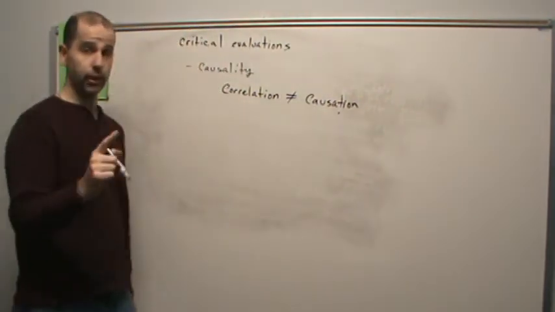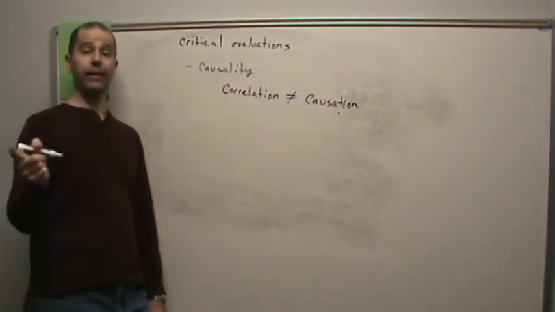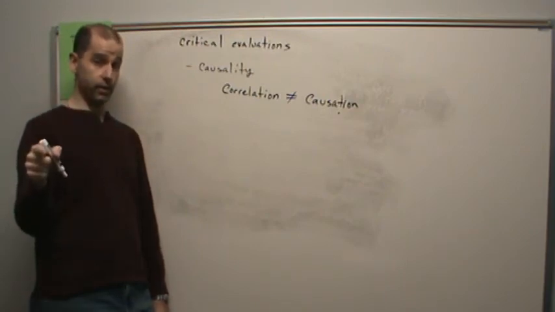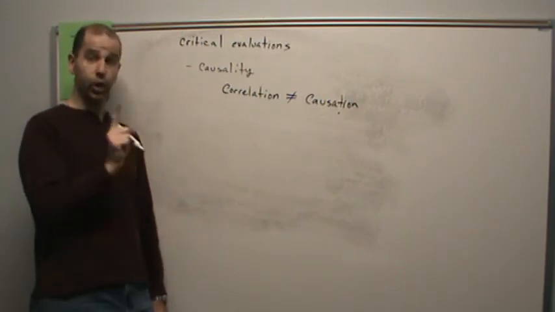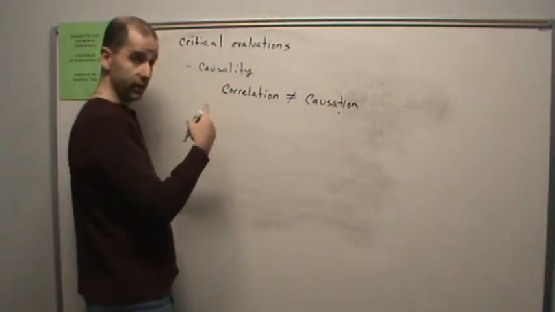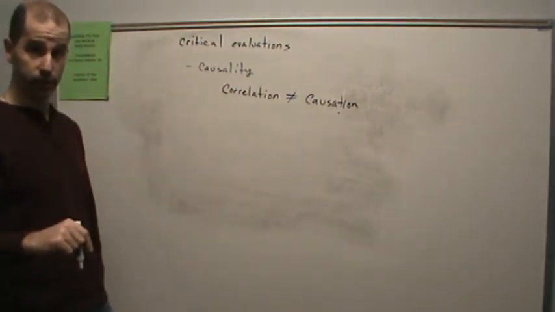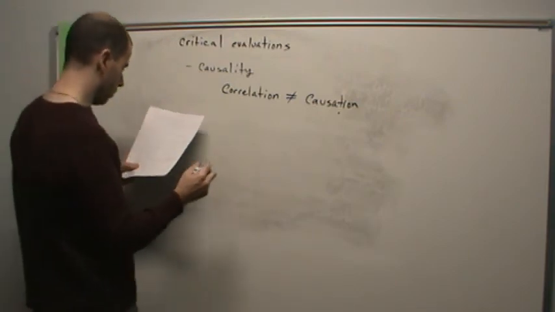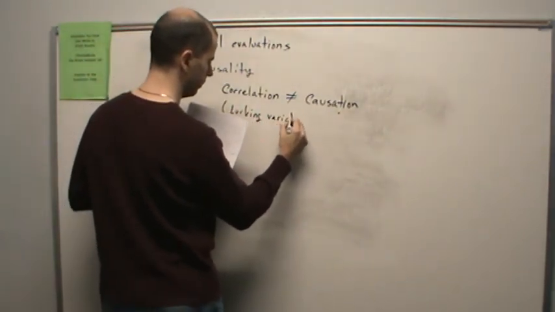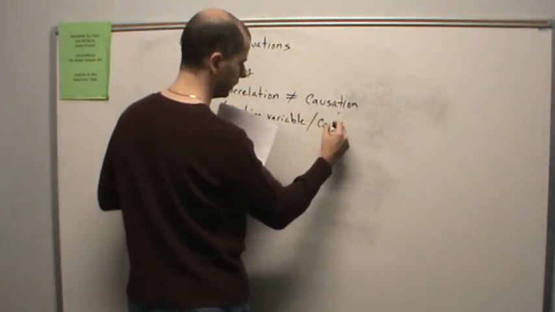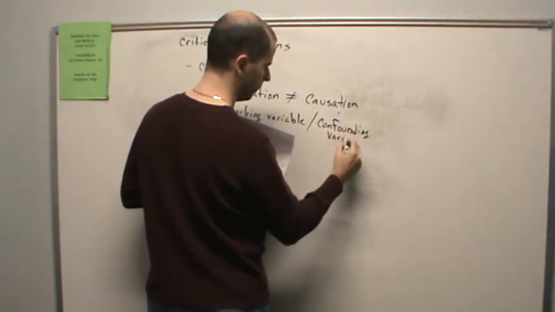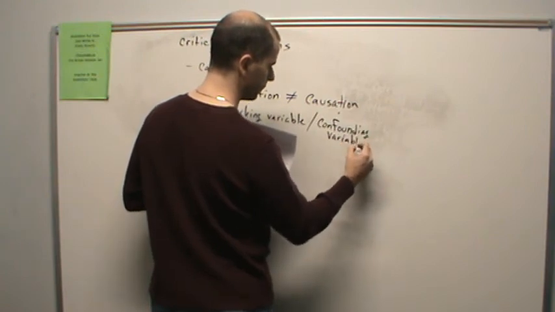Just because two variables are highly correlated, meaning that they're very closely associated with each other, doesn't mean that one variable is causing another variable. It could be, but not necessarily. It could be a coincidence. Or there could be a third variable, what we call a lurking variable, that's causing both. We'll talk about that in experimental studies. Or what we call a confounding variable, same thing. Confound means to confuse. So confounding means to confuse the results.